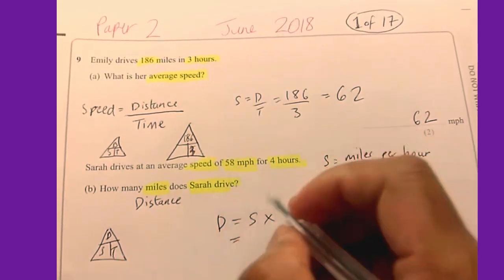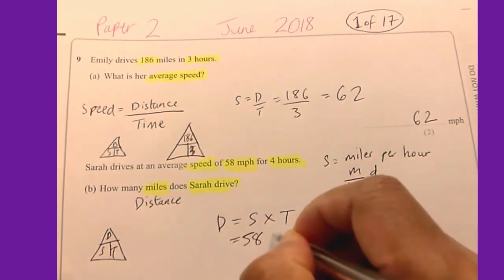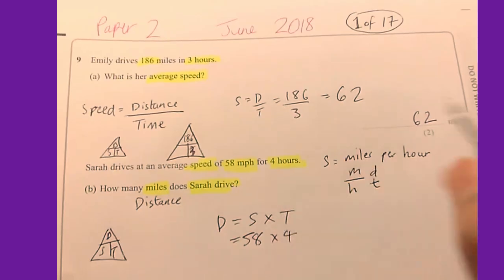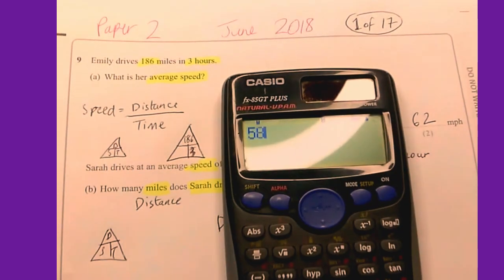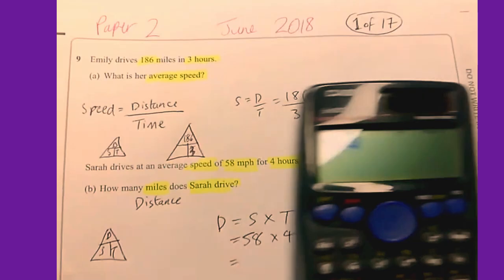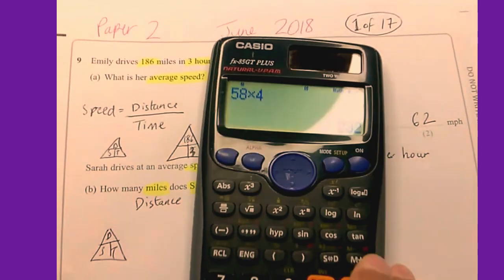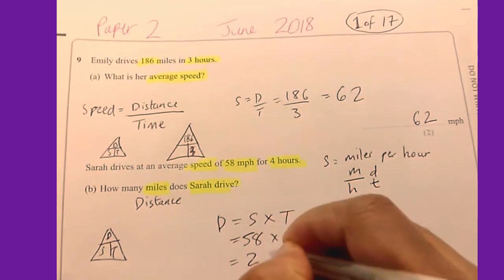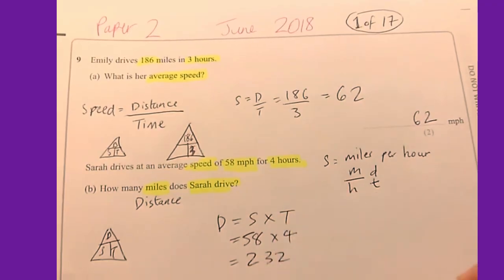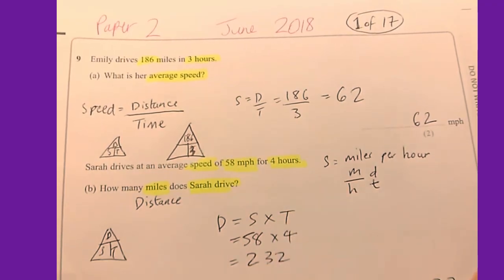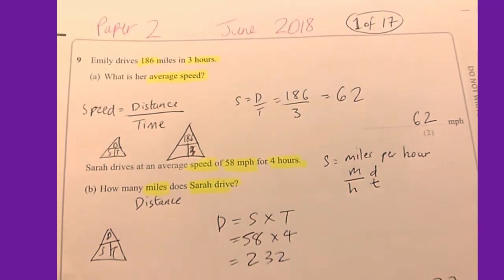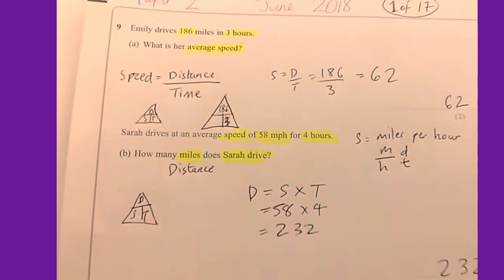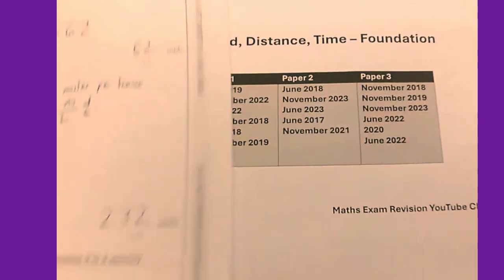So my speed is 58. And I'm multiplying by my time, which is 4 hours. Put that into the calculator. 58 times 4 gives me 232. Okay, well done if you got that right. Let's go to the next question.